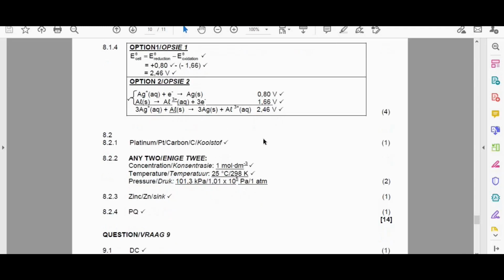Okay, the concentration, that's the one I was looking for. The concentration must be 1 mole per decimeter cubed. Temperature must be 25 degrees Celsius, sorry, not 273 Kelvin, that's 0 degrees. It's 298 Kelvin, and the pressure must be 101.3 kilopascals. Those are the three conditions.